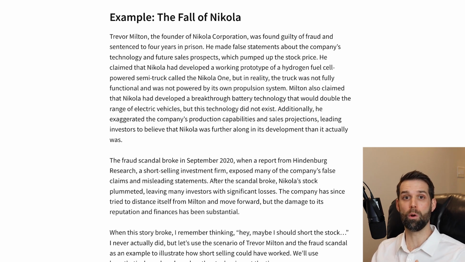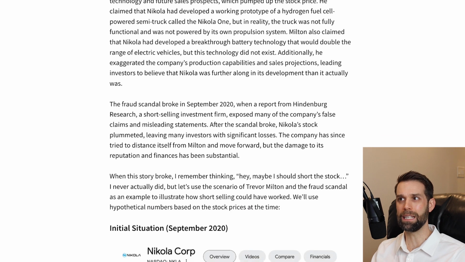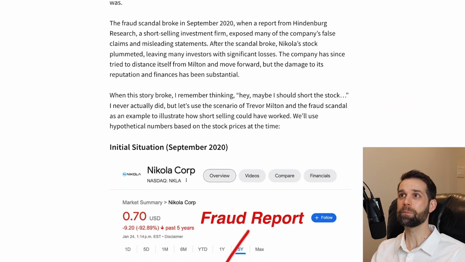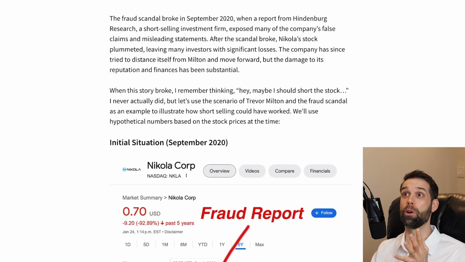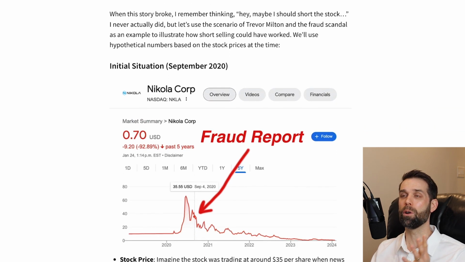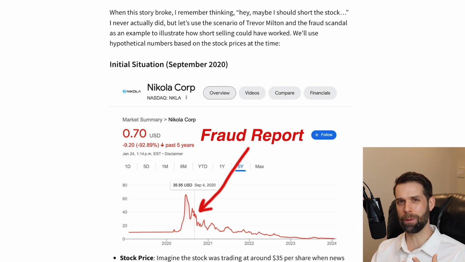So this fraud sort of broke out in September 2020 when there was a report from Hindenburg Research, which is a short selling investment firm. They sort of exposed many of the company's false claims and misleading statements. And after the scandal broke, the Nikola stock started to plummet. So I remember hearing about this story, and I remember saying to myself, hey, maybe I should short this stock. And I never did. And looking back in hindsight, if I did, I would have made money.